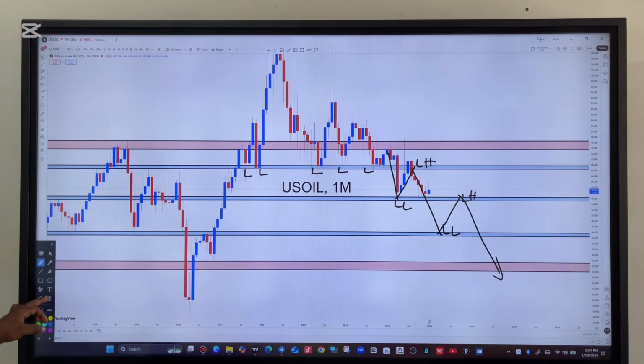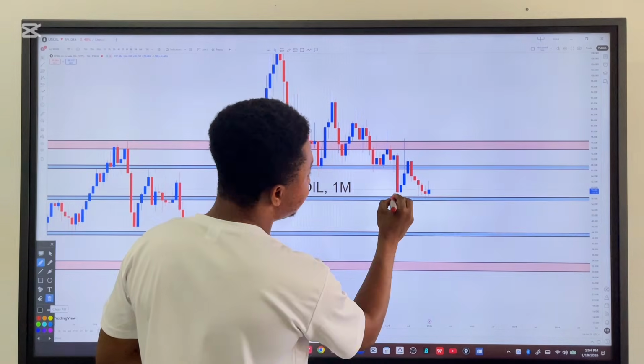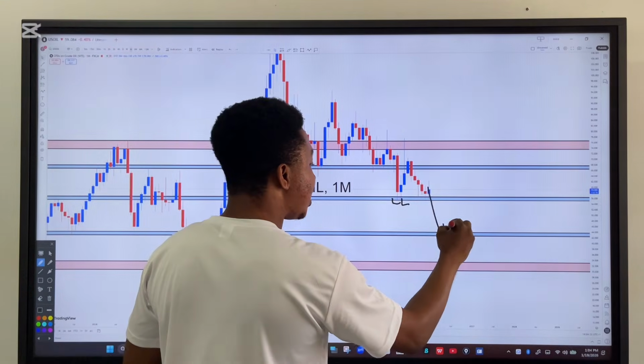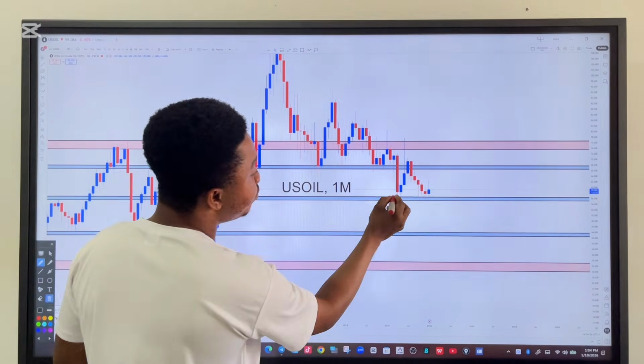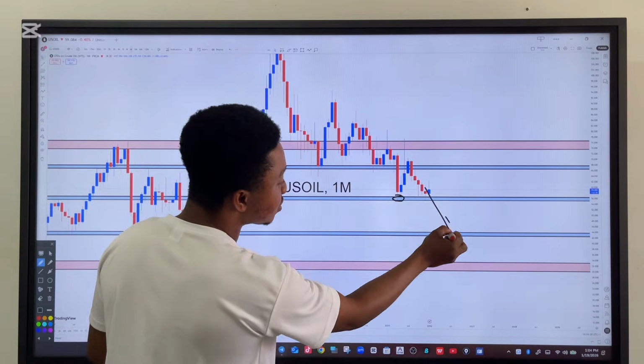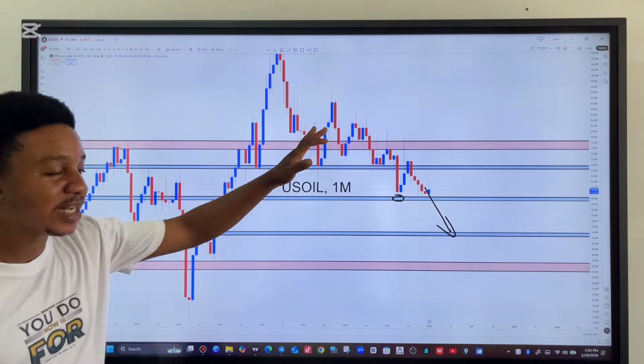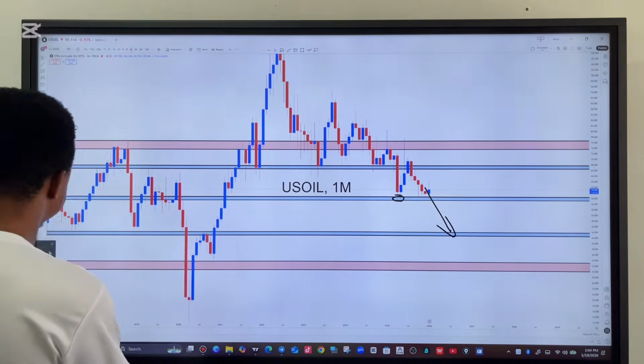You understand? So US oil, we are expecting the break below this previous lower low to give us what? Another lower low. But how is price going to be able to break below this previous lower low to the downside? Let's find out as we take it again to the weekly time frame.